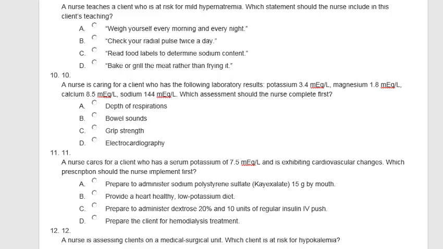We've got the dextrose and the insulin. Remember the insulin and the glucose train? And then we have hemodialysis. Which one of these is going to work the fastest?